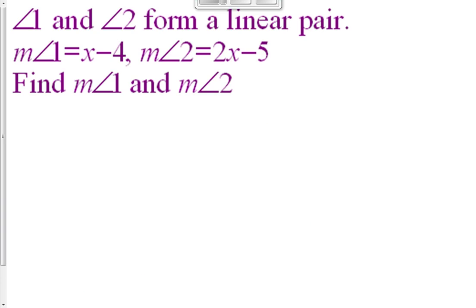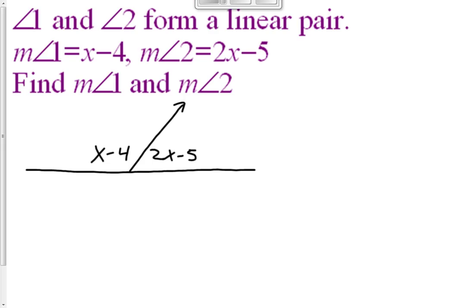Last problem, angles 1 and 2 form a linear pair. The measure of angle 1 is x minus 4. The measure of angle 2 is 2x minus 5. Find the measure of angle 1 and angle 2. I'm just first going to draw this one out so we can get a picture. A linear pair is two angles that form a line. So there's a line, and I'm going to draw a ray right here, which would now create two angles. So angle 1 is x minus 4. The other one is 2x minus 5.